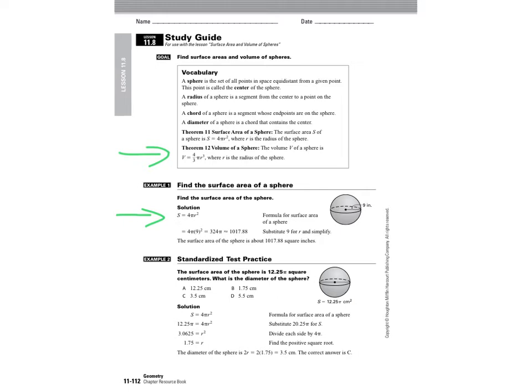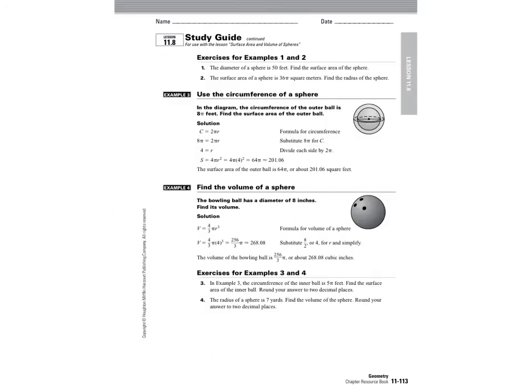So for this one, all we need is a radius. Remember, if they give you a diameter, divide it by 2 first and make it a radius. And then you're going to plug it into the formula and follow order of operations. So be able to calculate the volume and the surface area of a sphere.